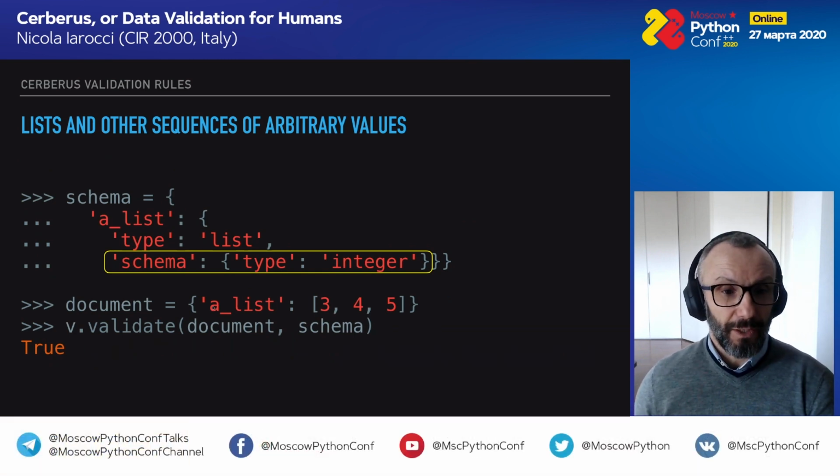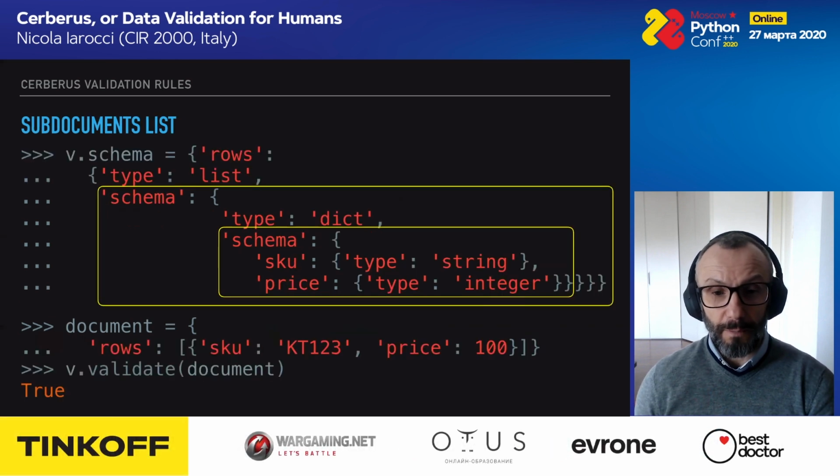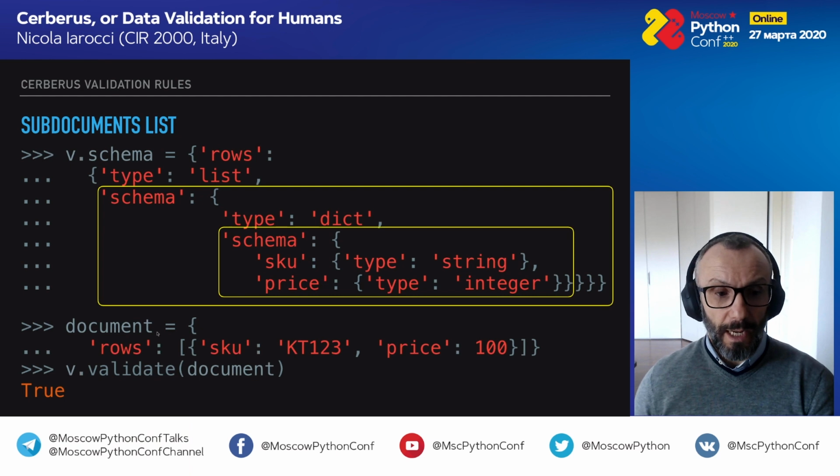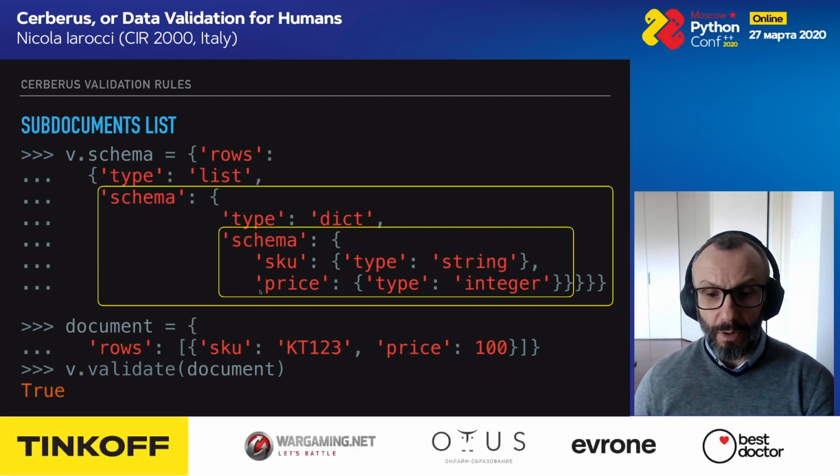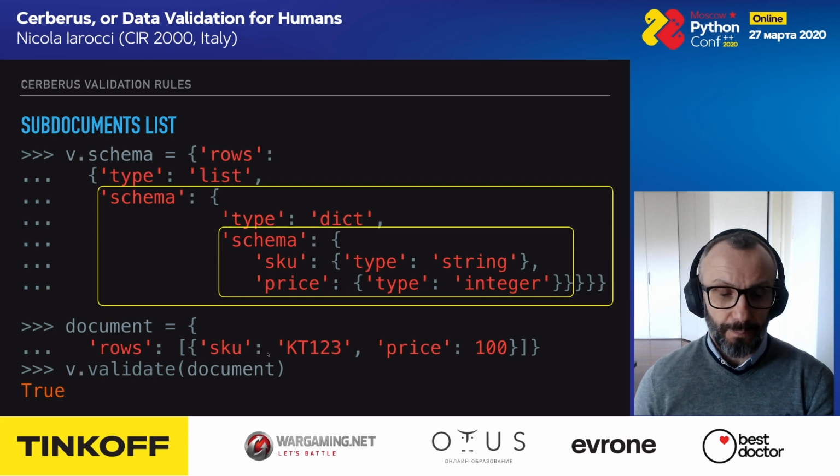So imagine, in this case, a list field, and all the items must be of type integer. This is probably very common. And in this case, we still have a list, but the items within the list are subdocuments themselves, dictionaries. So we can say the rows for our document must be of type dictionary, and the first field must be a string, the second field must be an integer, etc. So imagine an invoice with a rows array, and every document within the array needs to be validated as well. You can do that very easily.